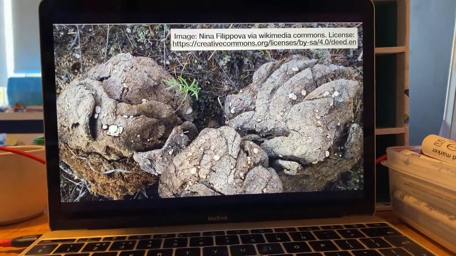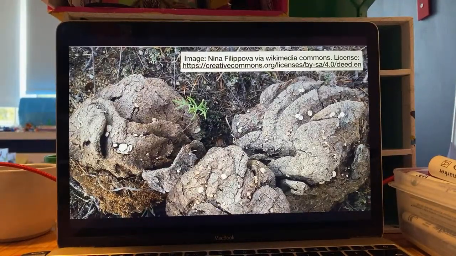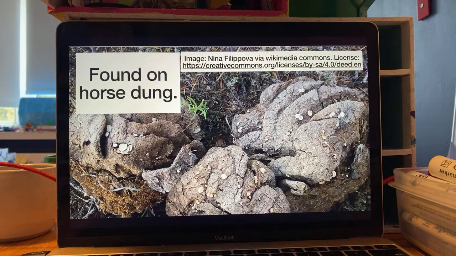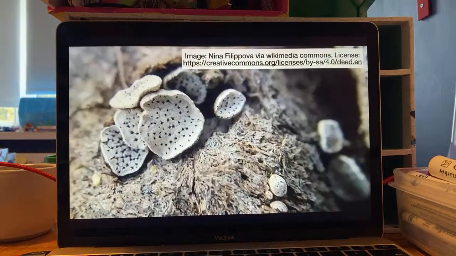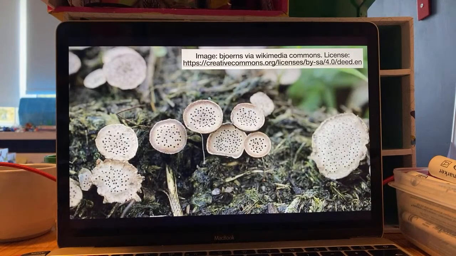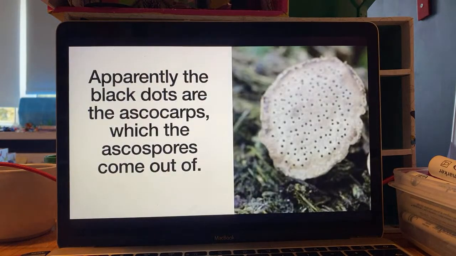Oh yeah, here we go. I've just found out about a whole new category of fungi. I'm so excited about this. What you're looking at is horse poo. But you notice it's got all these little white flecks on it. This is a kind of nail fungus. This nail fungus is called Peronia punctata, and it's found on horse dung. You can't really see from this picture, but it's about the shape and size of a nail. It's got a sort of flat top and then a very thin stipe, which is why it's called nail fungus. Delighted to discover nail fungus. Look at it. It's so cute. So these little black dots apparently are the ascocarps, right?